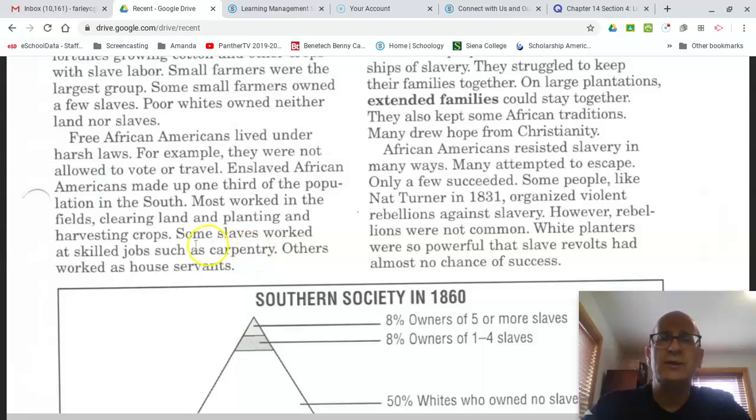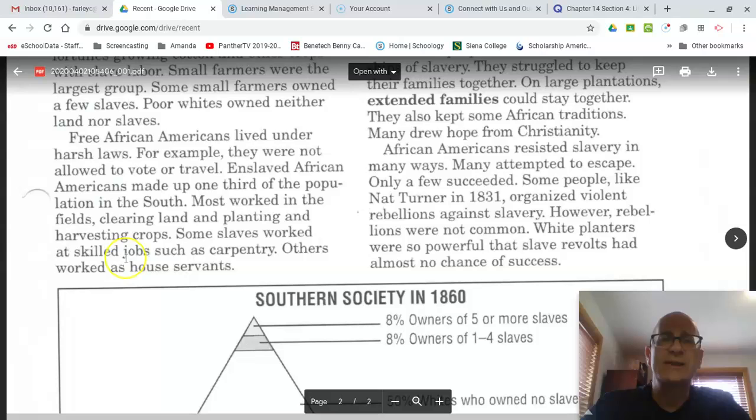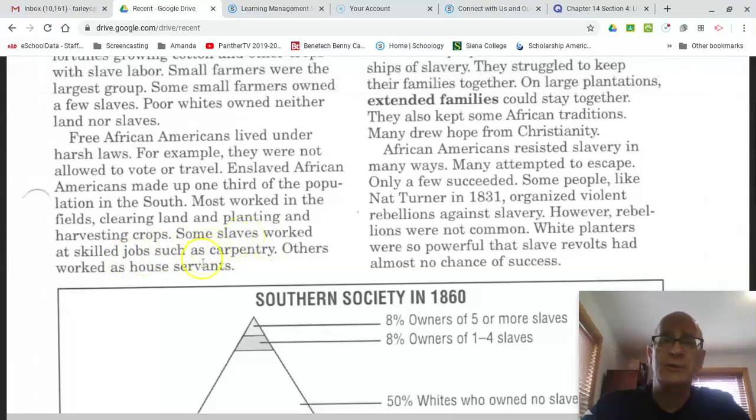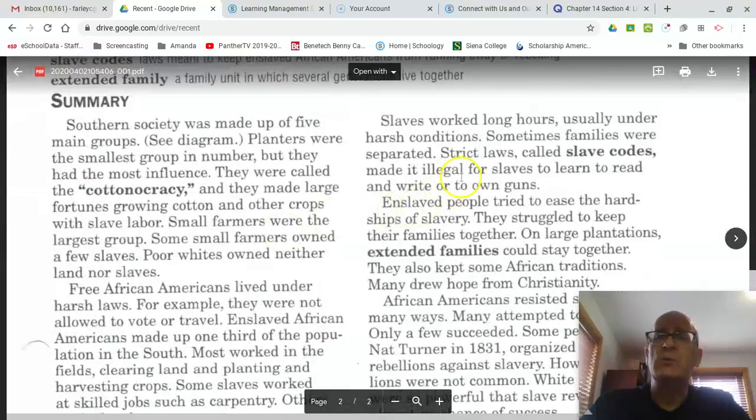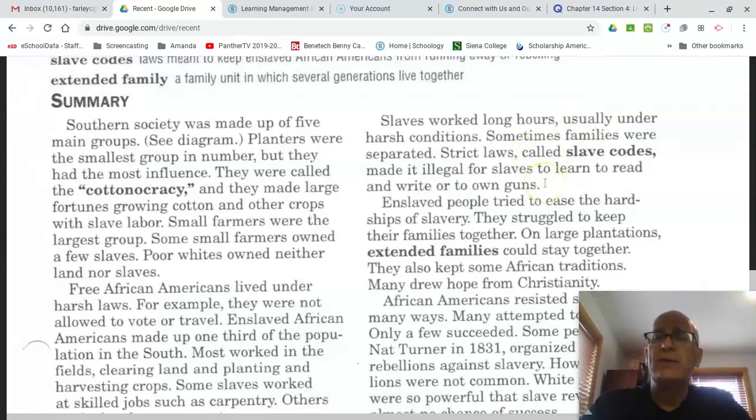Most worked in the fields, clearing land and planting and harvesting crops. Some slaves worked at skilled jobs such as carpentry. Others worked as house servants. And we learned a lot about those different classes of slaves during our reading of Frederick Douglass's autobiography. Moving on, slaves worked long hours, as we know, usually under harsh conditions. Sometimes families were separated. Strict laws called slave codes made it illegal for slaves to learn to read or to write or to own guns.